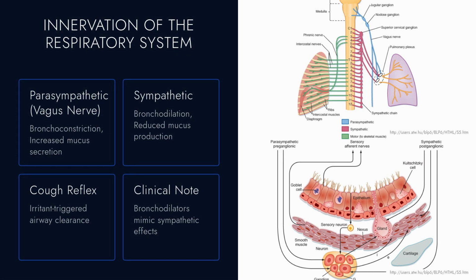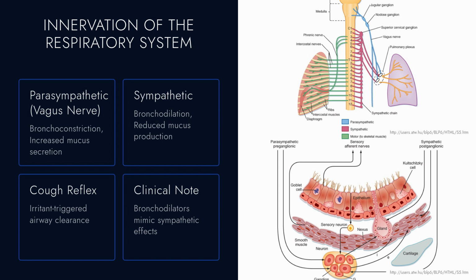Innervation of the respiratory system. The autonomic nervous system regulates airway function. Parasympathetic fibers from the vagus nerve cause bronchoconstriction and mucus production, preparing the airway for rest or defense. Sympathetic activation dilates bronchi and reduces mucus, aiding airflow during stress or exercise. The cough reflex, mediated by vagal afferents, clears irritants.